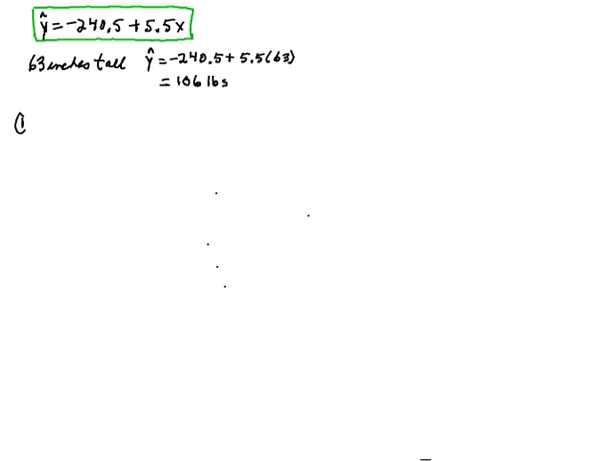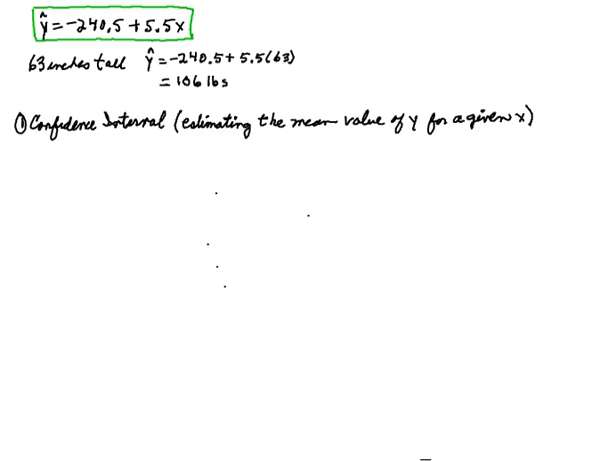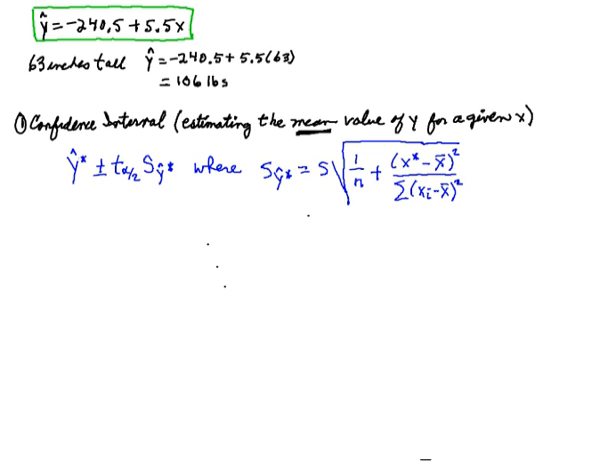The first being the confidence interval, estimating the mean value of y for a given x. Now the key word there is estimating the mean, the average weight for a particular woman swimmer's height. And the formula for that is, now this formula looks kind of complicated, but I hope you can recognize that what we have here in the box is a confidence interval.